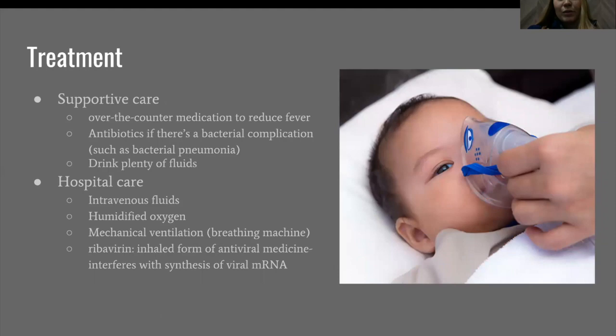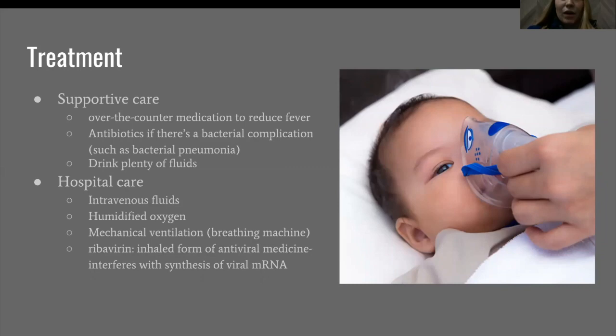A few at-home treatments to relieve symptoms include using over-the-counter medication to reduce fever, such as Tylenol. If there's an additional bacterial complication, such as a bacterial pneumonia, antibiotics should be used as recommended by a doctor, but not under other circumstances. The infected individual should also drink plenty of fluids.